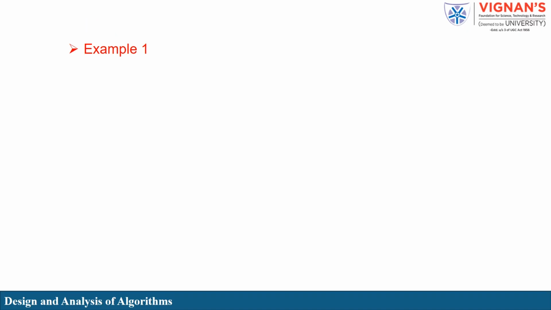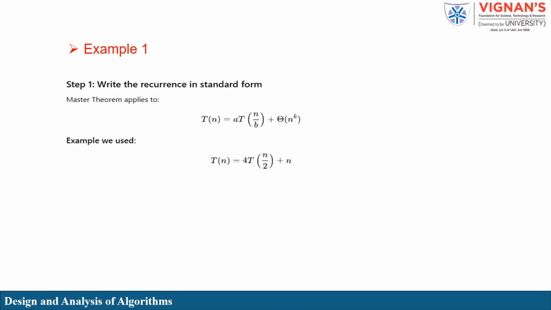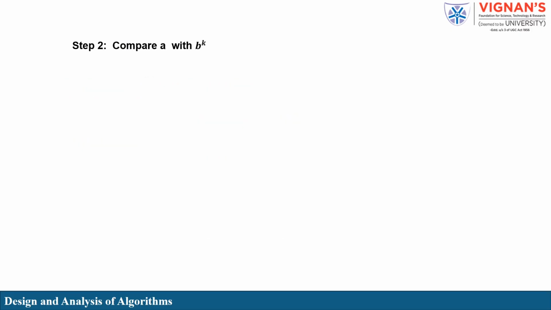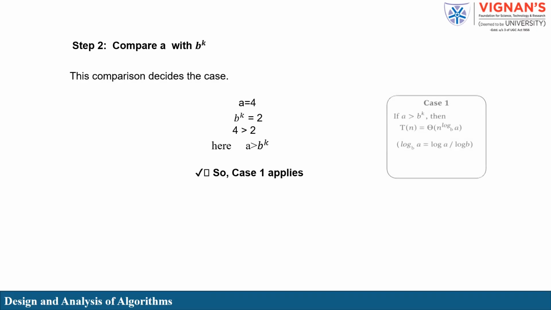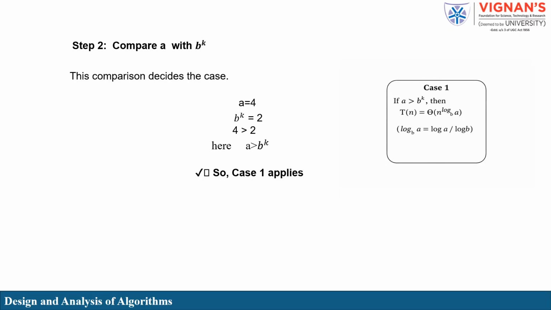Example 1. Step 1. We write the recurrence in standard form, and we take an example. In that, a is equal to 4, b is equal to 2 and k is equal to 1. Step 2. Comparison decides the case. a is equal to 4, b^k is equal to 2, here 4 is greater than 2. Therefore, a is greater than b^k. Thus it satisfies the case 1 condition.